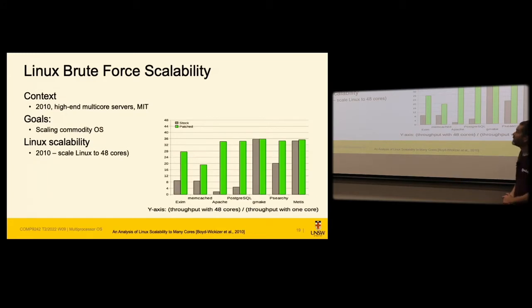Then, a couple of years later, the same person actually did this work on Linux brute force scalability. So again, this is 2010. Again, we've got high-end multi-core servers. This is at MIT as well, the same person that did Corey. And the goals are to look at how to scale a commodity operating system. So take Linux and do as much work as you can to make it run well on a 48-core machine. So that was the goal.